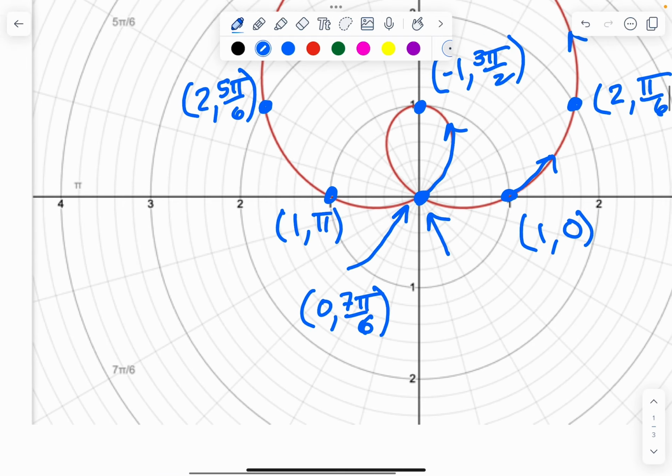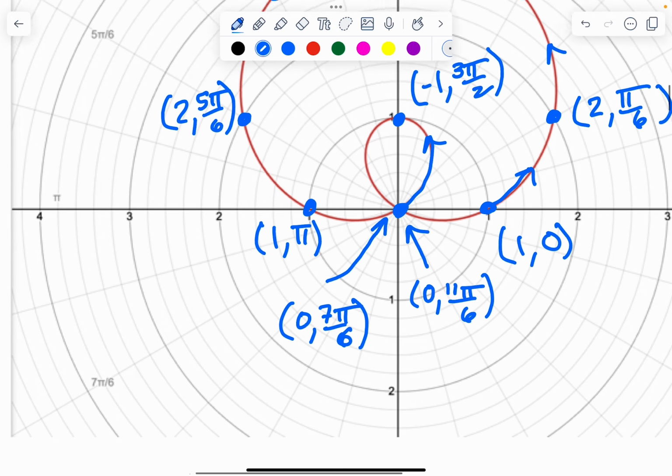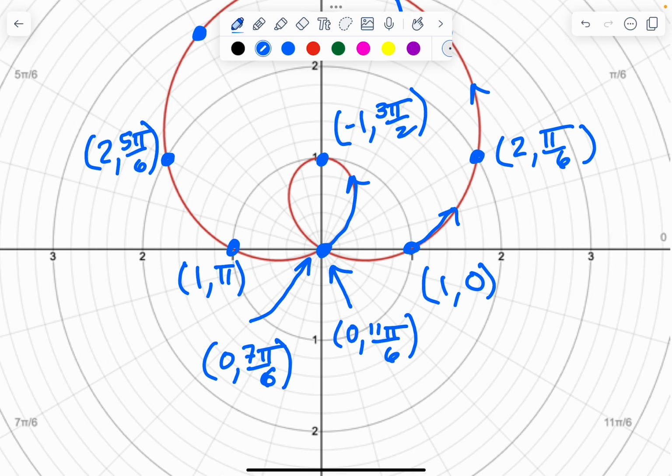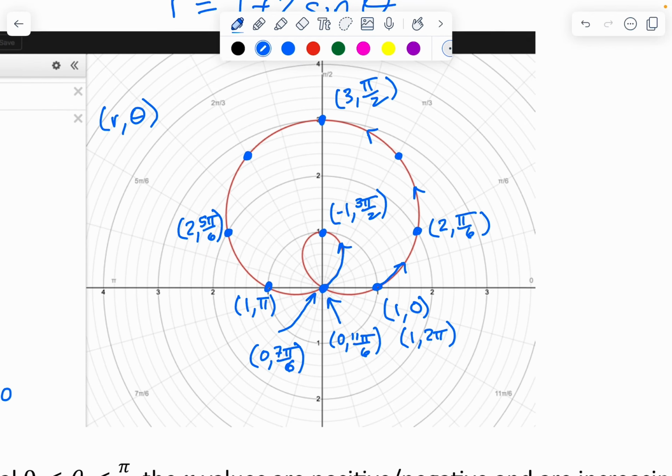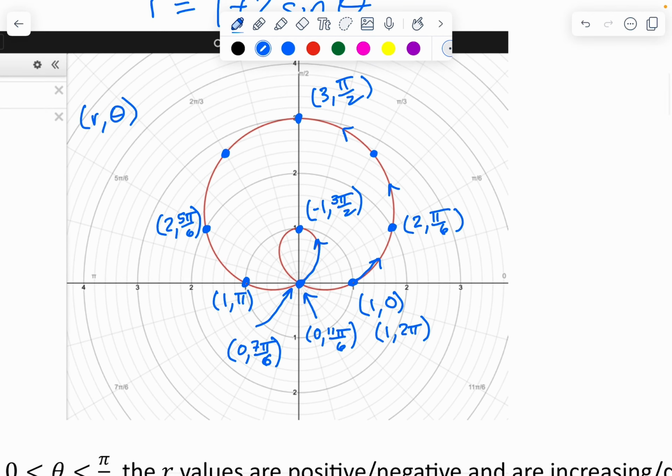So this is now 0 comma 11 pi over 6. And then we cruise on back, and this point that was 1, 0 is also the point 1, comma 2 pi. So this particular graph, you may remember we call this a limacon. It's got an inner loop.